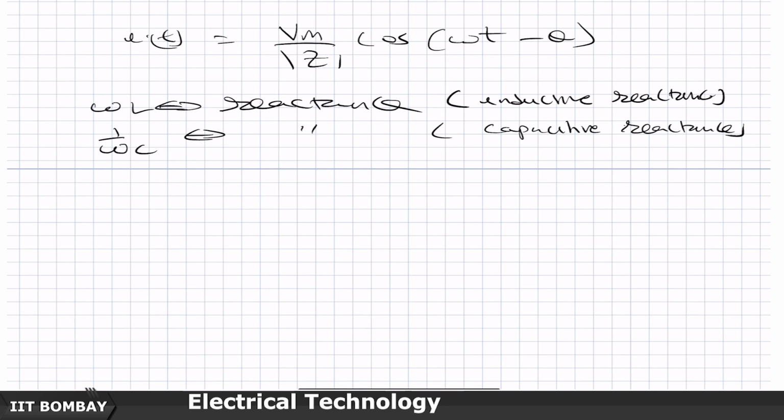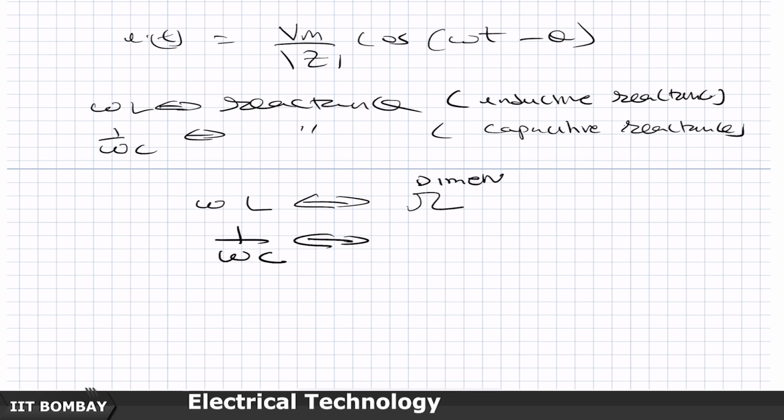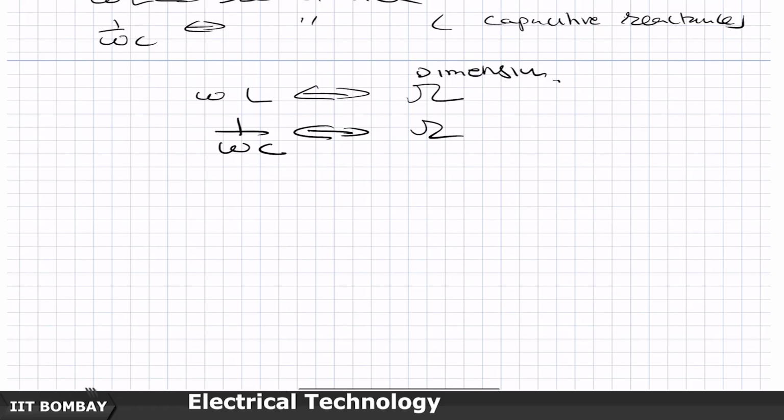And I will leave it to you to check that dimension-wise, the dimension of omega L should be ohms, and the dimension of 1 by omega C again should be ohms. Okay, let me do it for L. For C, I will leave it to you.